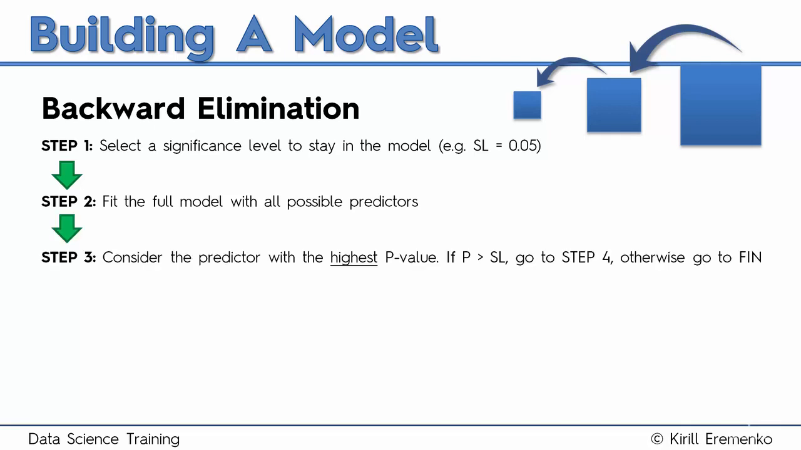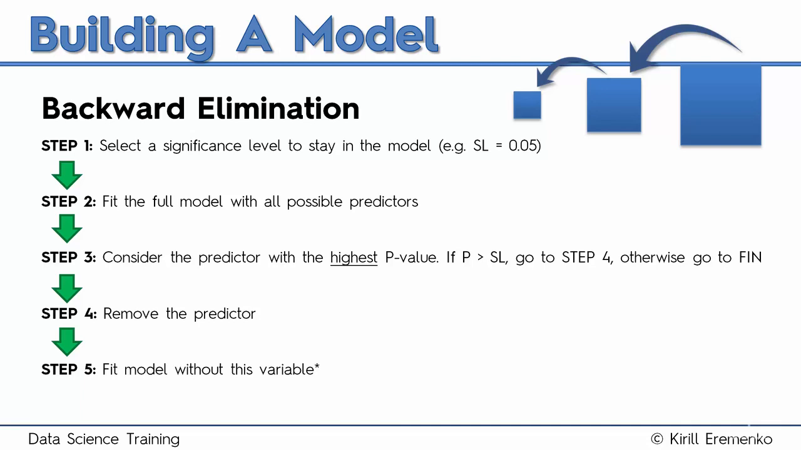Step three, you consider the predictor with the highest p-value. Remember those p-values that we talked about in, for instance, Gradle or in any software, you can see them. So after you fitted the model, you'll see the one with the highest p-value. If p is greater than your significance level, then you go to step four. And step four is you have to remove that predictor. So you remove the variable that has the highest p-value. And from step four, you fit the model without this variable.